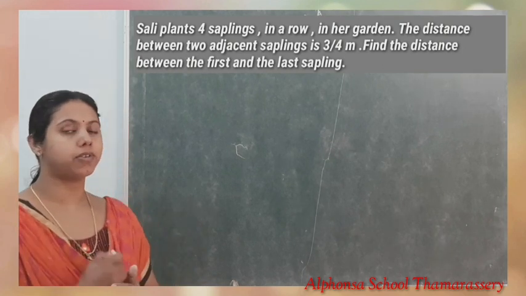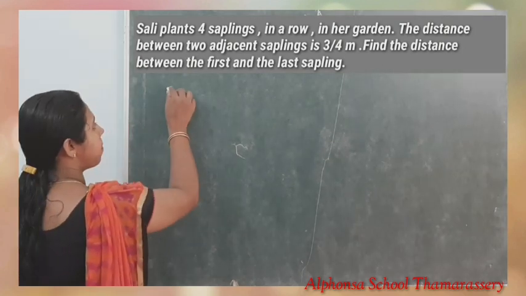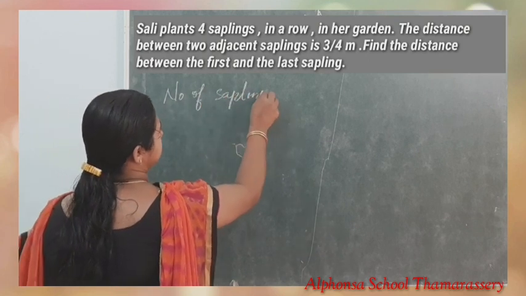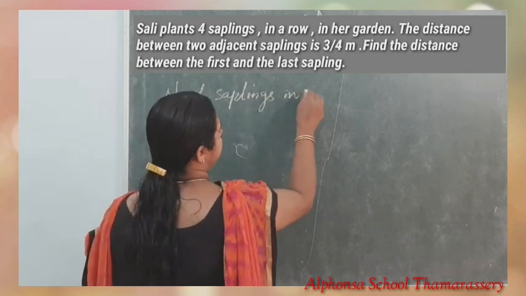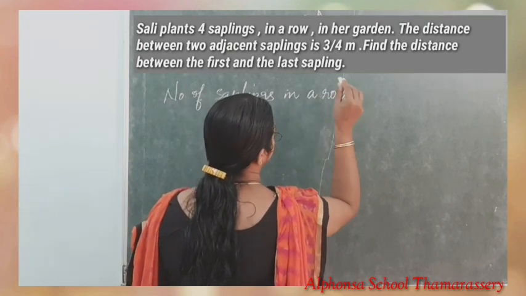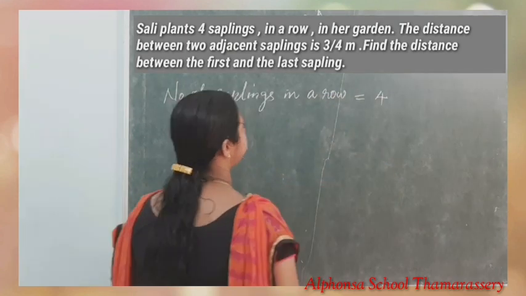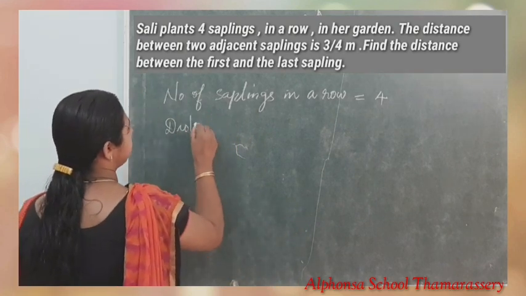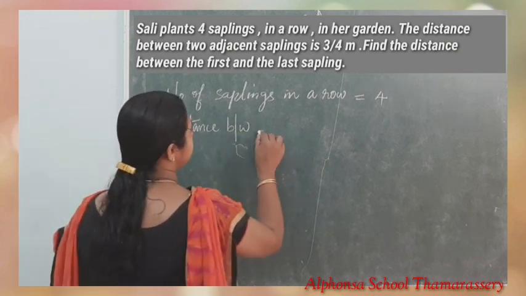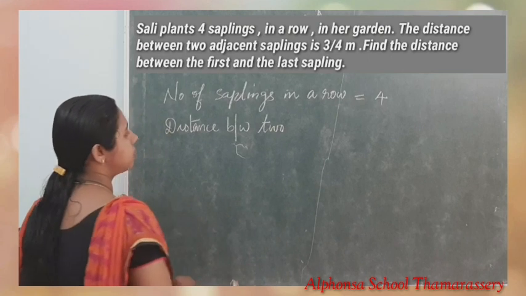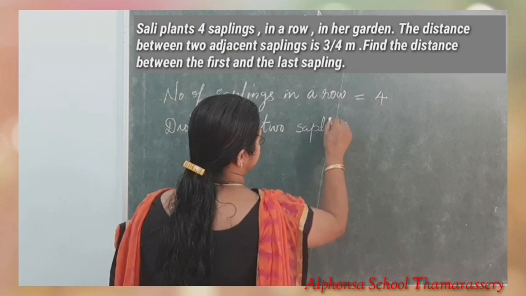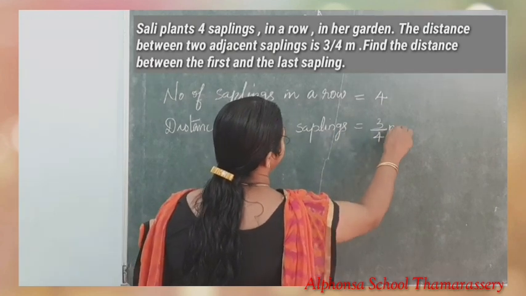So it's a word problem. You have to write the steps. The first step: number of saplings in a row is equal to 4. Then distance between two adjacent saplings is equal to 3 by 4 meter.